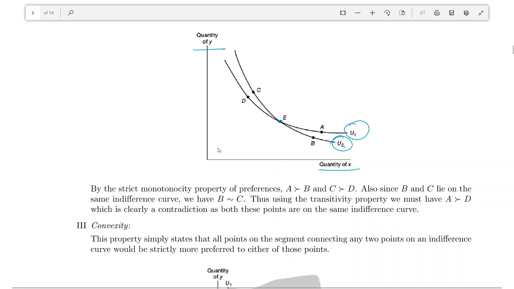So the strict monotonicity property says that more is preferred. Monotonicity basically means that if both commodities are goods, if you consume more of both goods, you are definitely going to be better off. So if XA is greater than XB and YA is greater than YB, then point A is going to be strictly preferred to point B. If I give you more of both burger and pizza, you are definitely going to be happier.